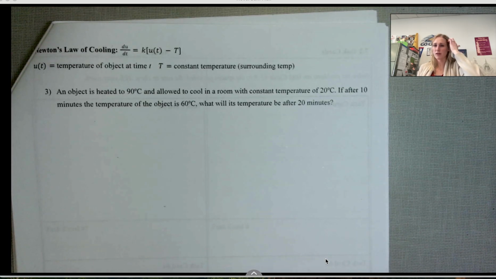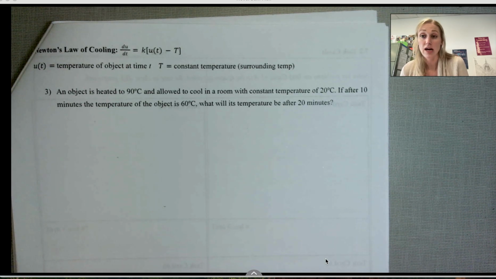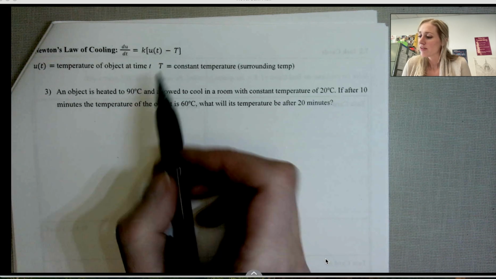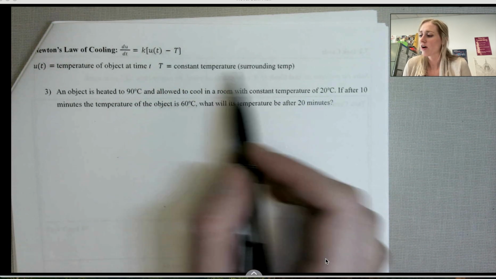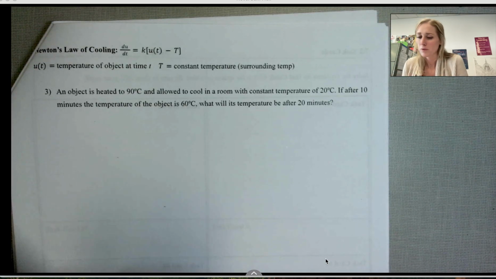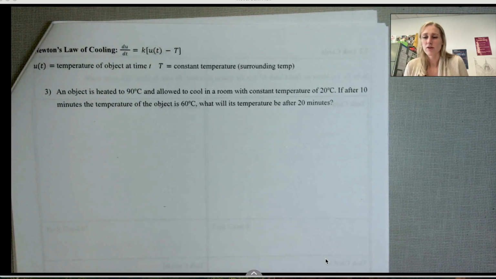Okay, another common problem, you guys, for exponential growth or decay is Newton's law of cooling. You might have seen this before, if not in a math class, perhaps in a physics or chemistry class. And so we're going to use U of t to represent the temperature of a specific object at time t. This capital T is going to represent a constant temperature, like the surrounding temperature of a room, for example. So I'm going to do this the long way again, you guys, just to show you where the solution comes from, and then we can use that solution format from here on out.